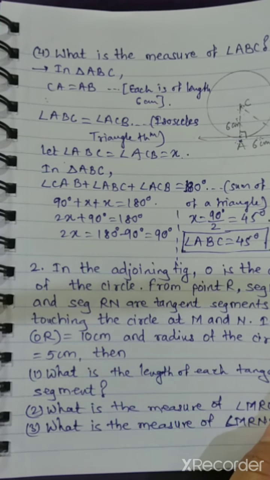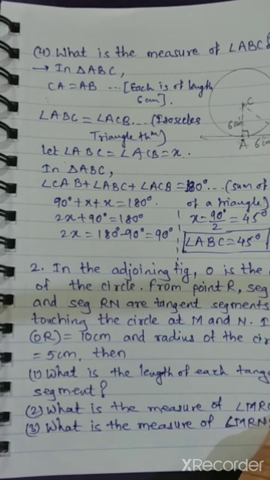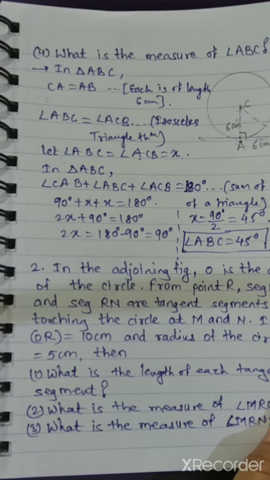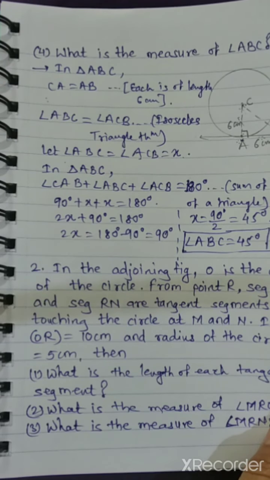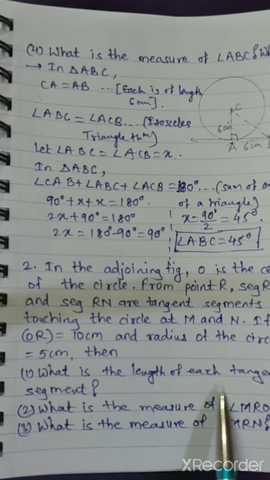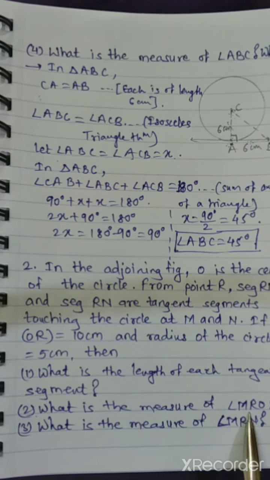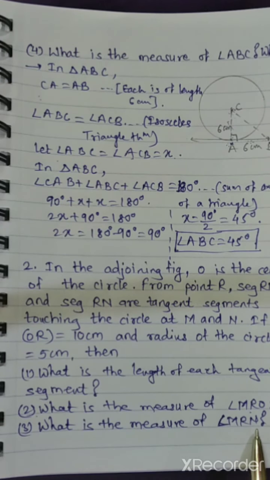From point R, segment RM and segment RN are tangent segments touching the circle at M and N. If OR is 10 centimeter and the radius of the circle is 5 centimeter, then first, what is the length of each tangent segment? Second, what is the measure of angle MRO, and what is the measure of angle MRN?